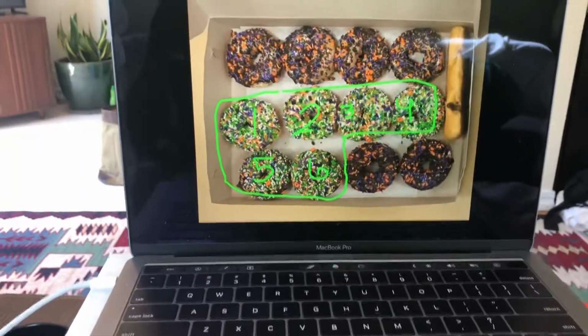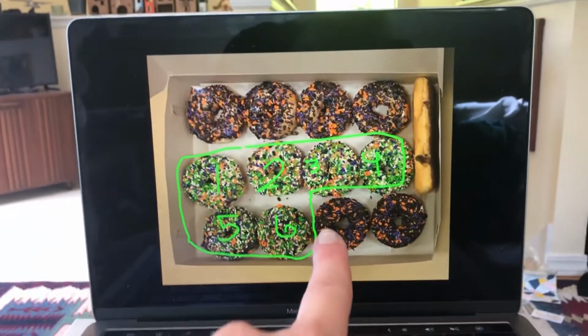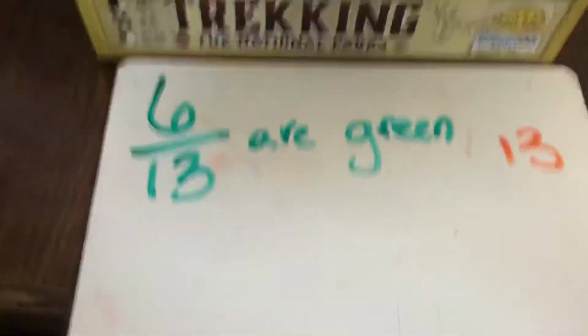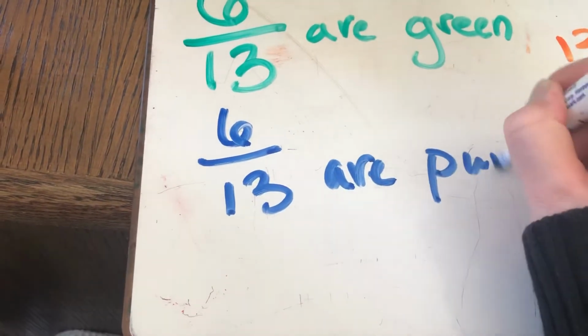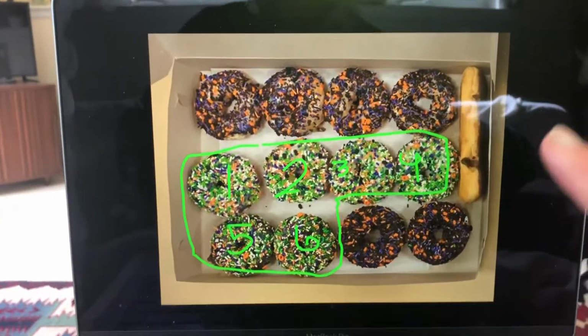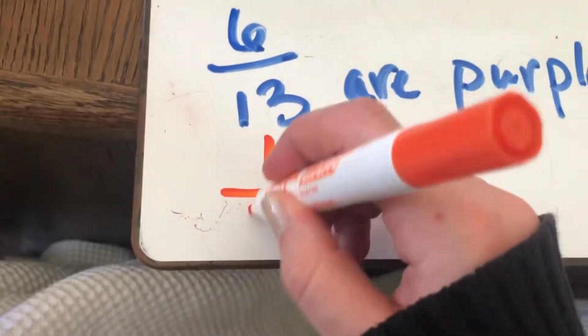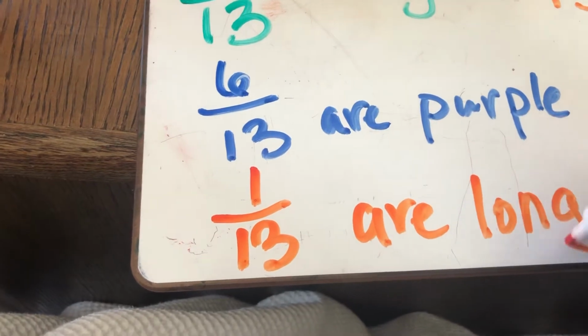You could do the same thing to count up how many of them are purple. 1, 2, 3, 4, 5, 6 out of 13 of the donuts are purple. So 6 out of 13 are purple. And how many of the donuts are a bar? Well, just 1 of the donuts is a bar, so there's only 1 out of 13 donuts that are long.